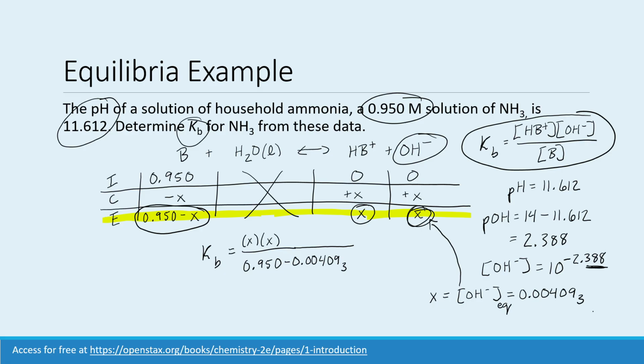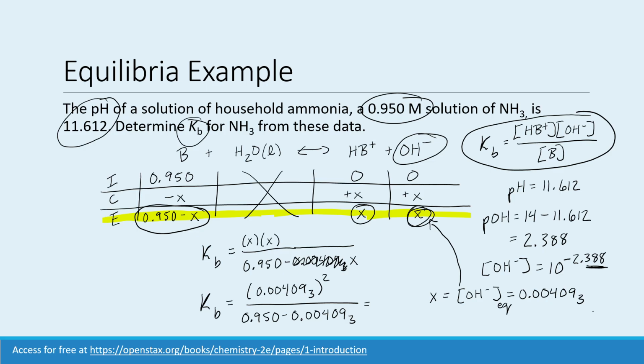Oh, and I went ahead and plugged that in instead of saying minus X. I'm sorry. So I'll say 0.950 minus X, and then I'll plug in all those values for X. So Kb will be equal to 0.004093 squared divided by 0.950 minus 0.004093. Okay, yes, and so what I was saying is I think that 0.004 will be less than 5%.